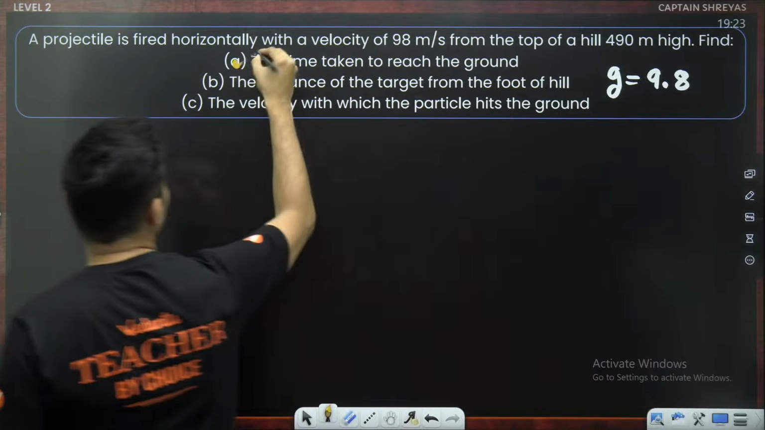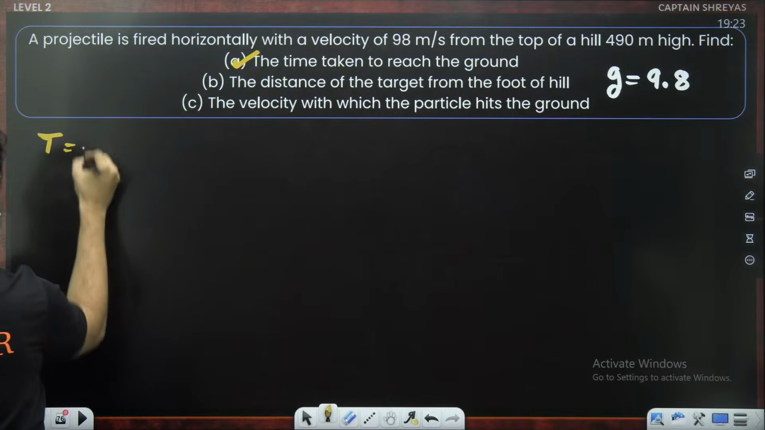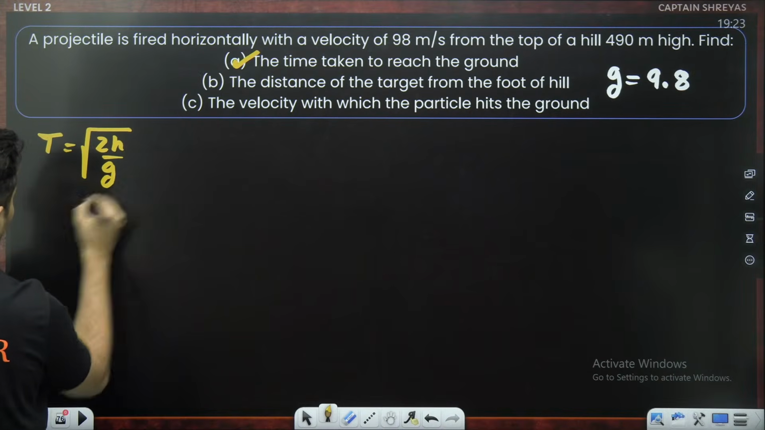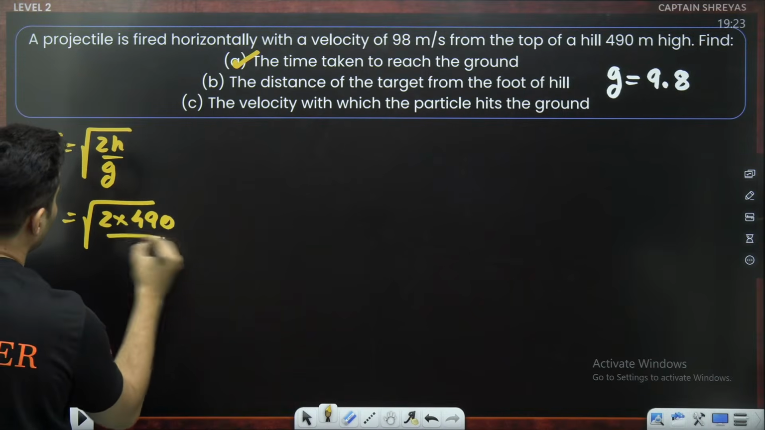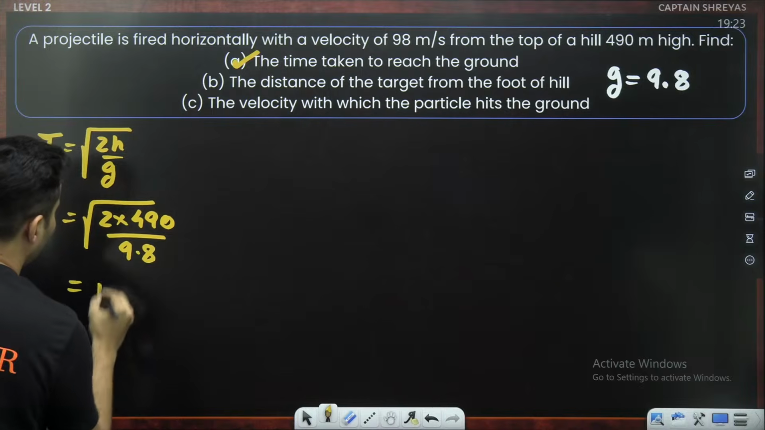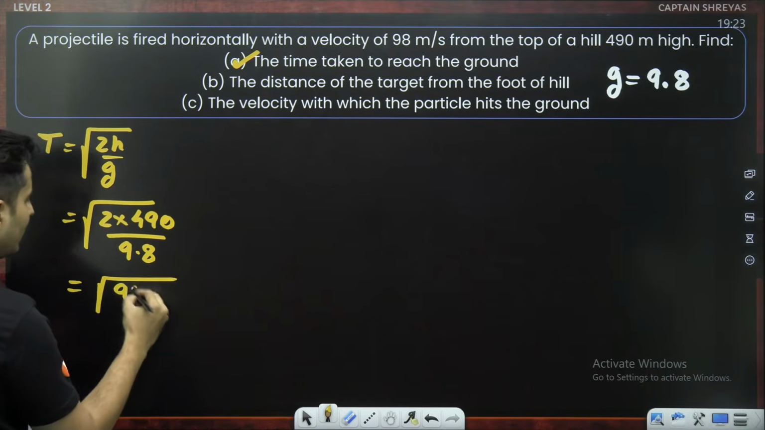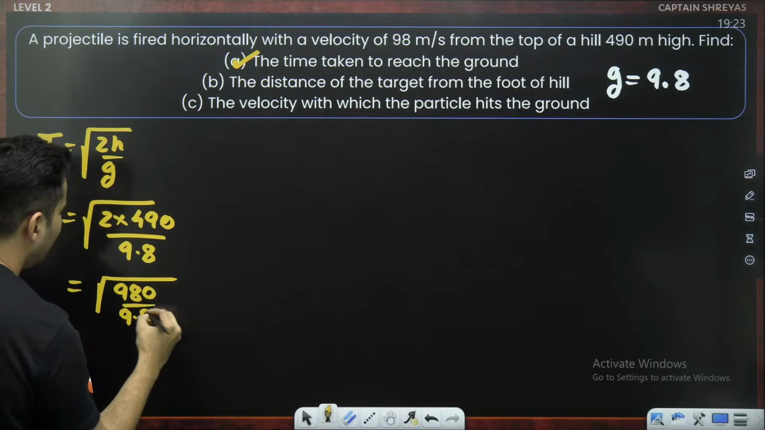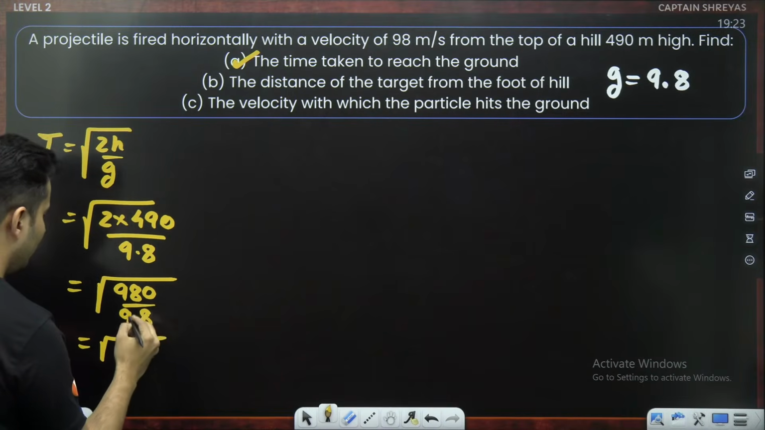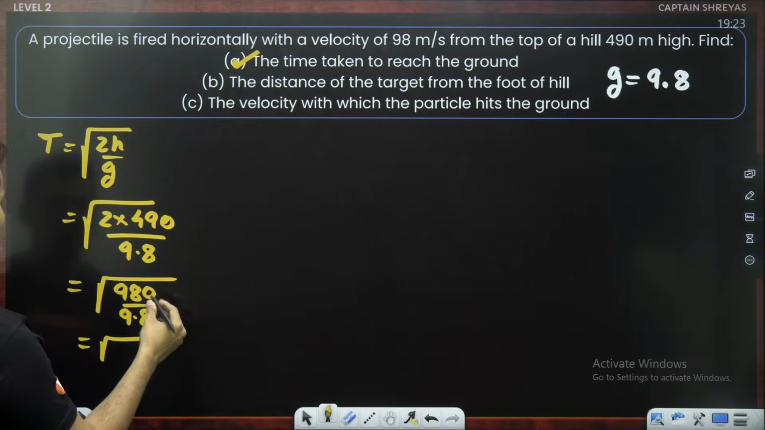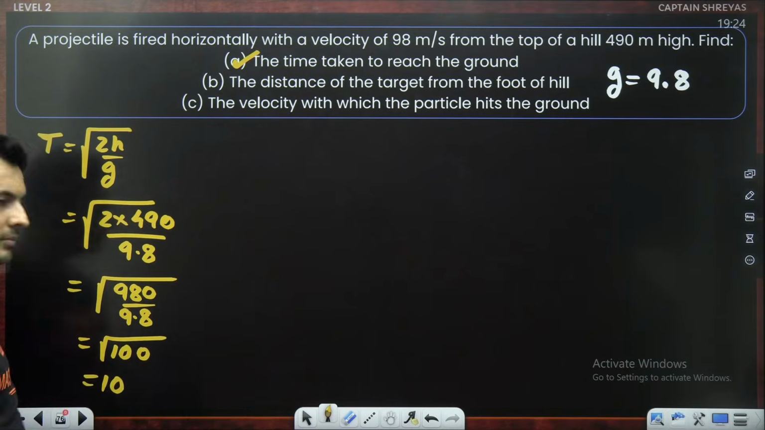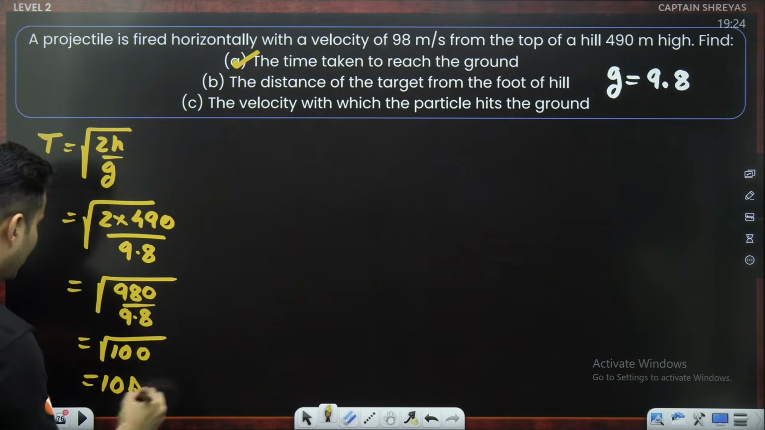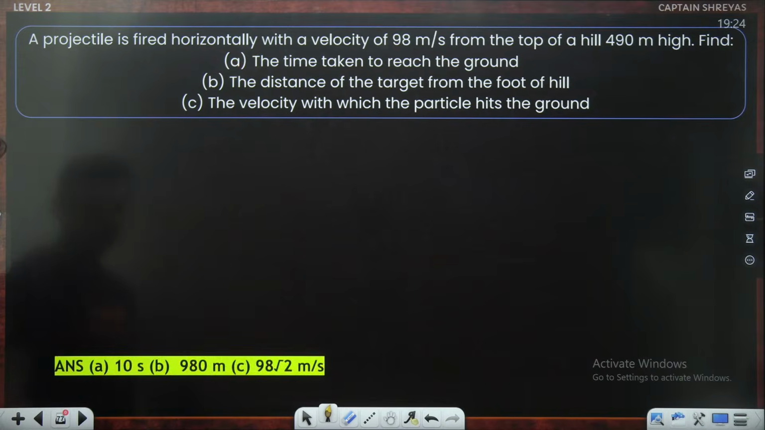So the first thing is the time taken to reach the ground, which is root of 2h by g, which is root of 2 times height 490 divided by 9.8. 490 into 2 is basically 980 by 9.8, which is root of 100, which will be basically 10 seconds. Everybody with me? Let's check the answer. Yes, 10 seconds. Perfectly correct.